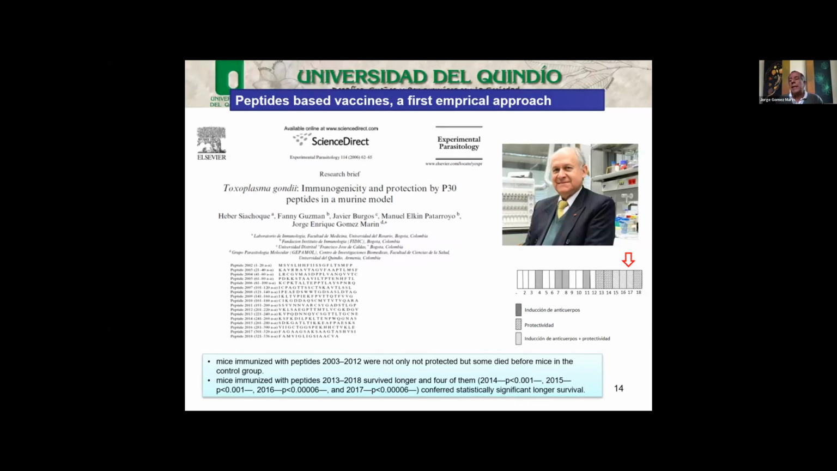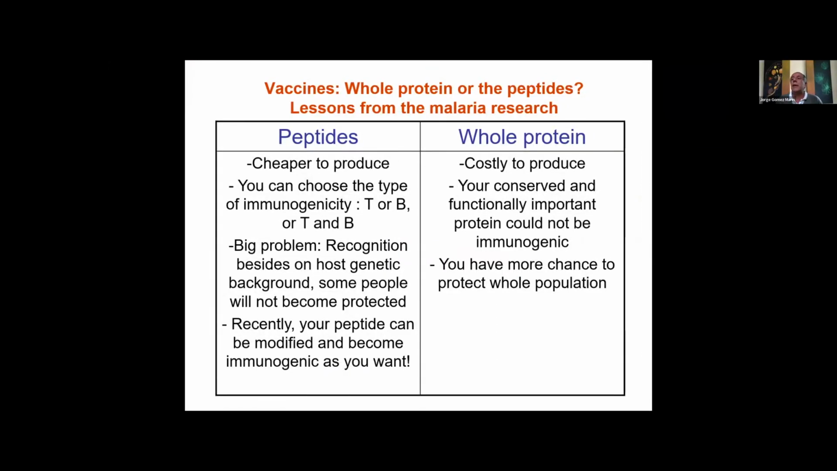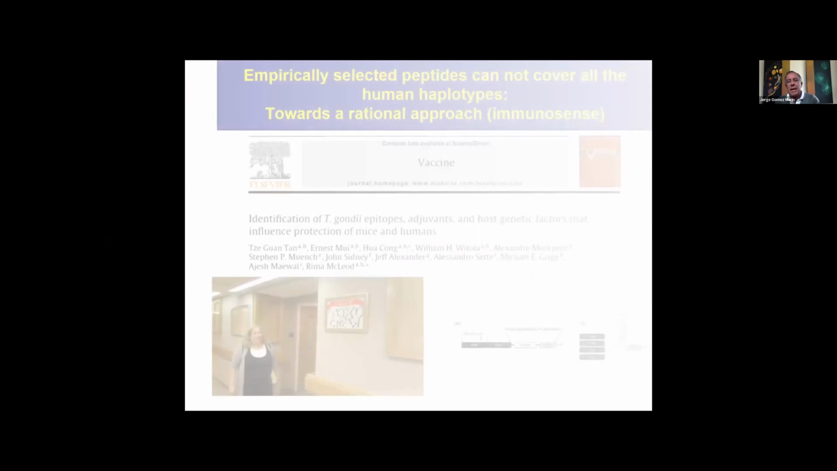But the importance of peptides is because they are cheaper to produce. But the problem is that each peptide can be recognized differently according to the haplotypes. So that explains why the vaccine based on peptides had problems to be protective in most of the people. You need to identify peptides for each haplotype. So you see, it's a very big challenge with the vaccine based on peptides.